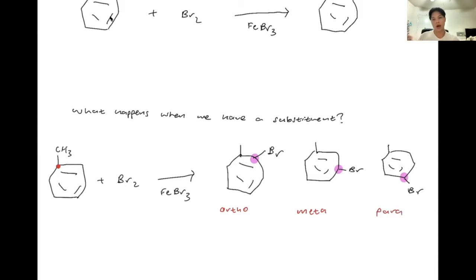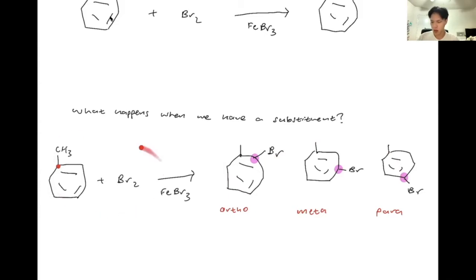You'll see you can shorten the terms, like o, m, p, whatever you want, but it's ortho, meta, para, and I think it just rolls off the tongue like that. Ortho is the one carbon next to the group, meta is two carbons, and para is three carbons, right? So is there going to be a major product here? And if there is, why is that the major product?